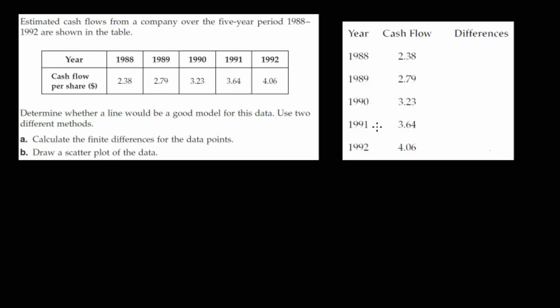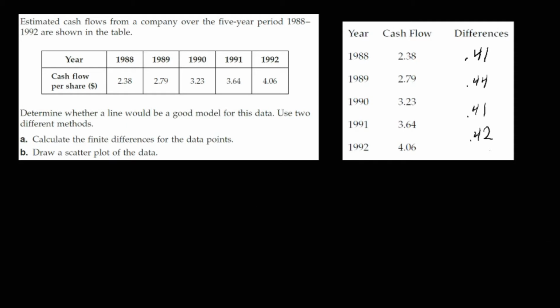So here we see the years on the left, the cash flow in the middle, and on the right we're going to write our differences. Remember, the cash flow represents our y, so if we have 2.79 minus 2.38, we get 0.41. So our first difference is 0.41. 3.23 minus 2.79 is 0.44. 3.64 minus 3.23 is again 0.41. And 4.06 minus 3.64 is 0.42. Now, because the differences are approximately equal, a line is a good model for this data.